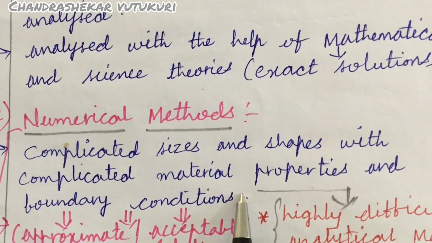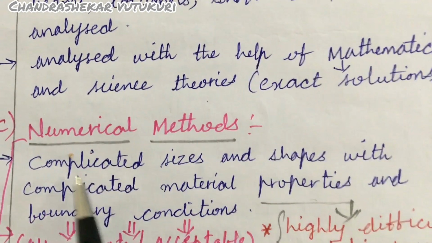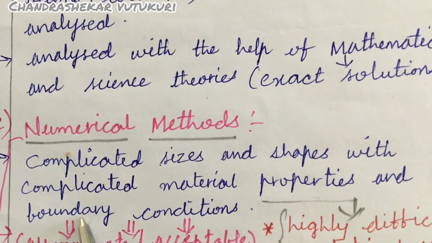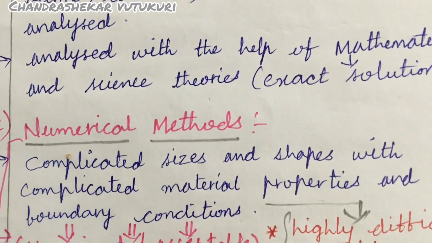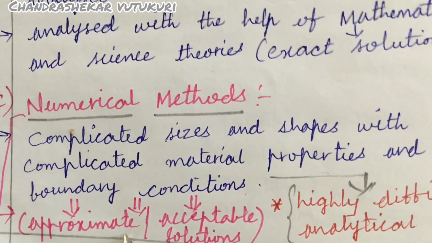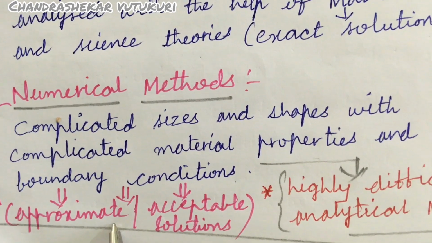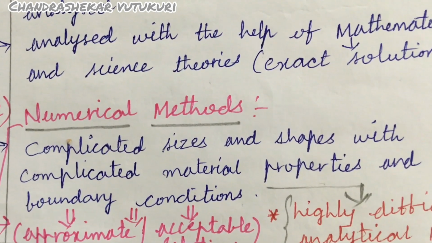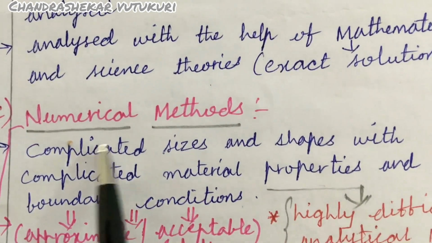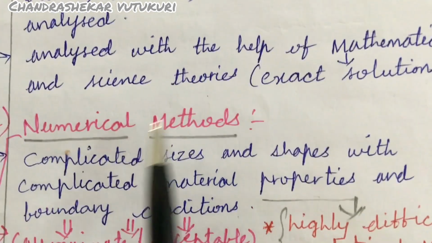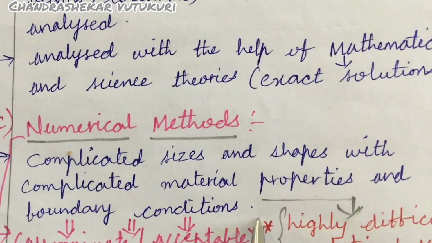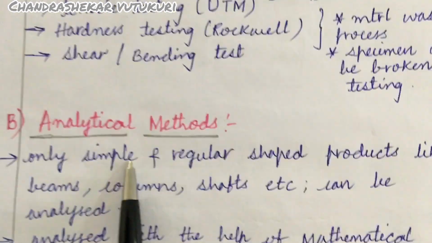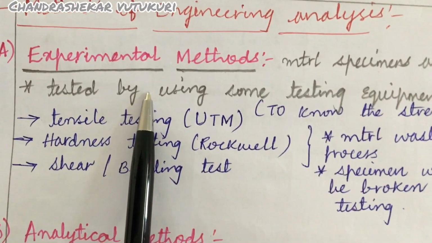Our main aim is to work on what now here? Our main aim is to work on the complicated sizes and shapes of different material mechanical properties, as well as the boundary conditions. So in numerical methods, you will be getting approximate solutions, one or two approximate solutions, and they are also said to be acceptable solutions. That's the reason the finite element method is done using numerical methods, dear students. And these are difficult: the complicated size and shape and the complicated material properties cannot be handled using analytical methods as well as experimental methods, dear students.